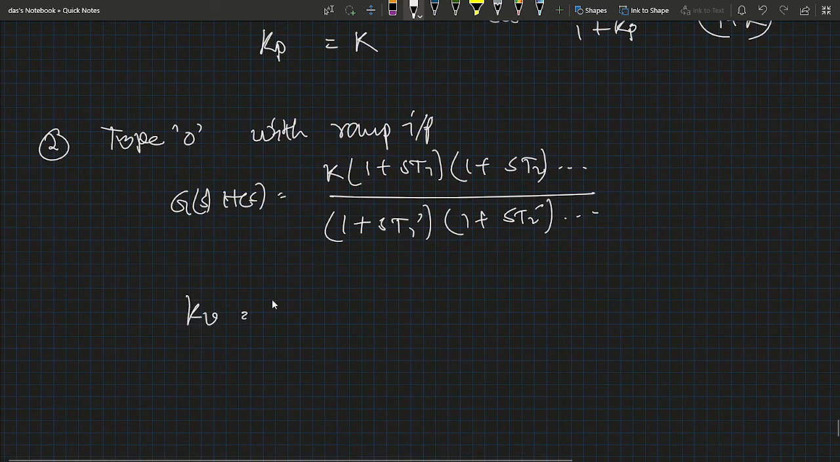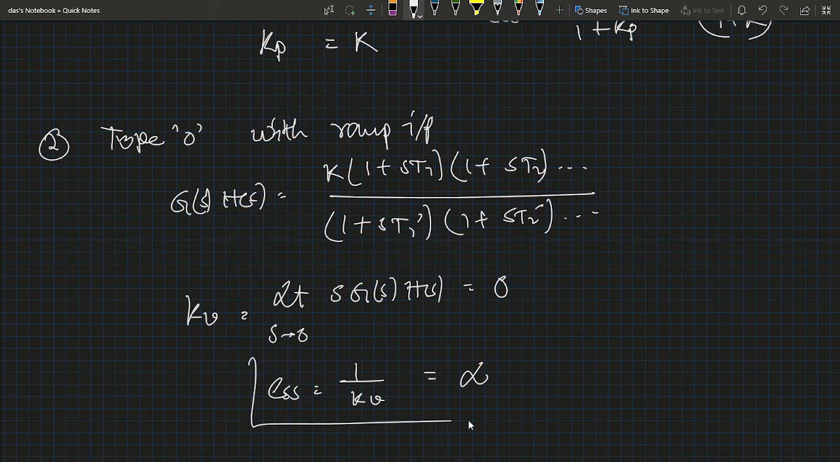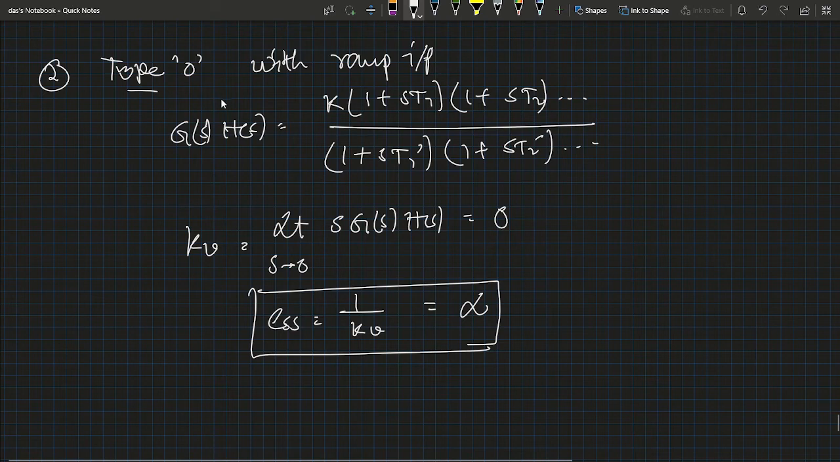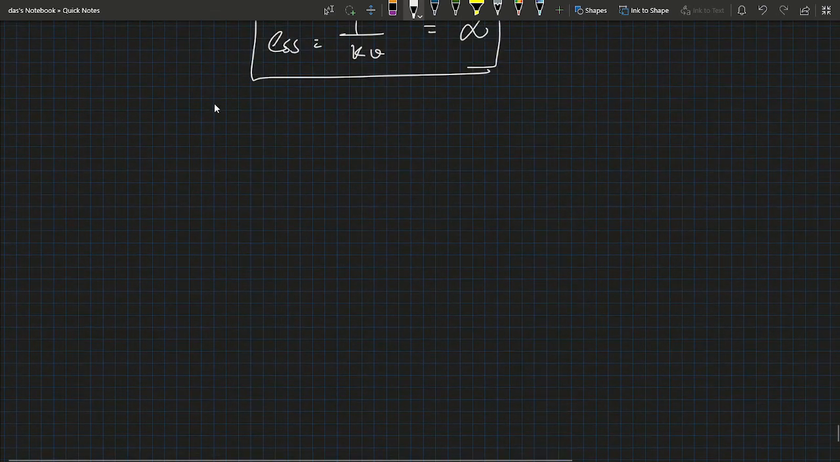Velocity error coefficient, sorry: Kv equals limit s tends to 0 of s into G(s)H(s). Now what is the value coming from here? This is equal to 0. If we put it here, now ess is basically 1 by Kv, that is equal to infinity. This is the value of steady state error for a type 0 system with unit ramp input. Please follow this carefully.